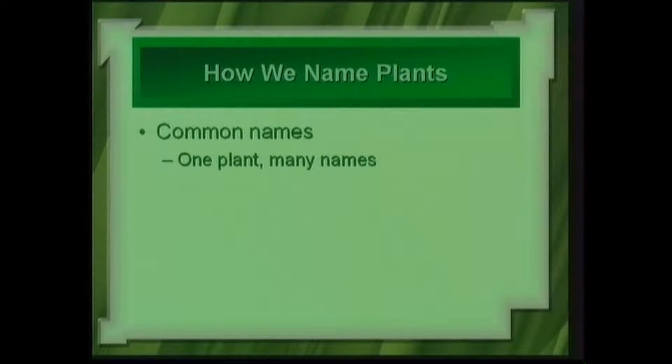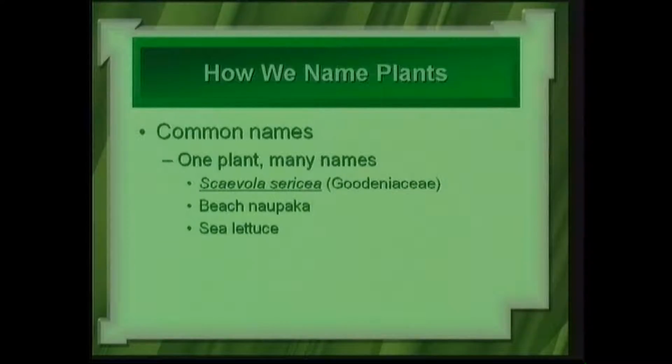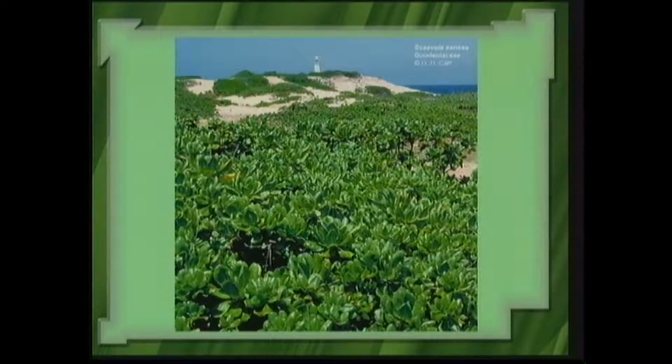Sometimes you can have a single plant that has many different names in different places, or even many names in a single place. A plant that we've seen before, the Scaevola sericea, in the plant family called the Goodeniaceae, we can call the beach naupaka. We also can call it a sea lettuce. We can also call it the half flower.